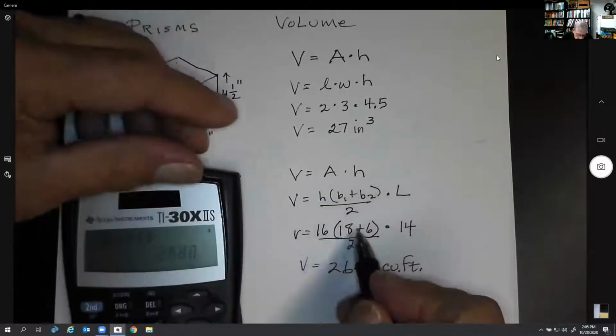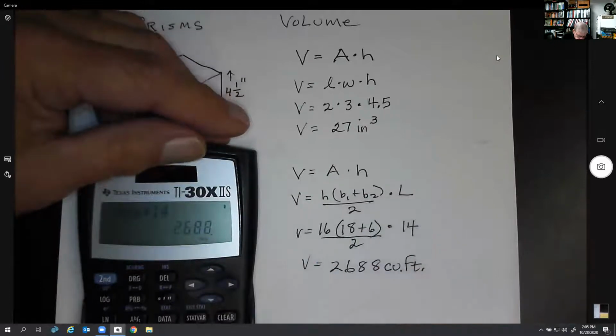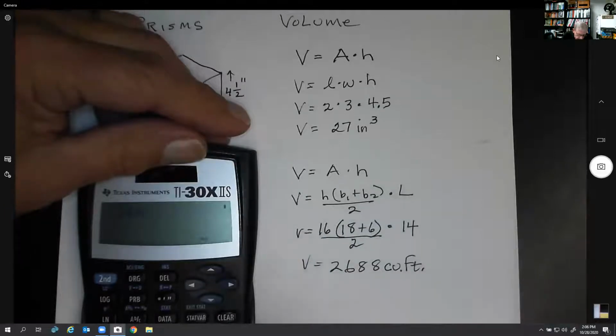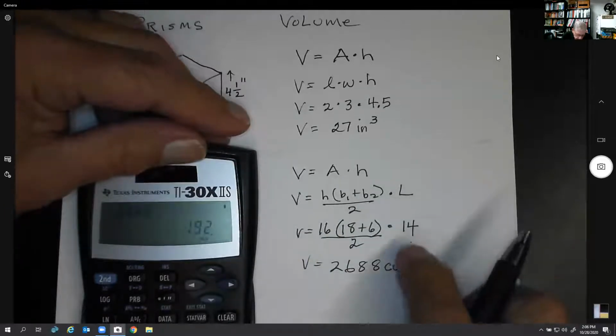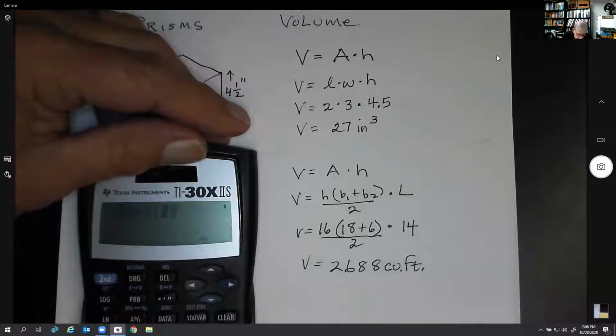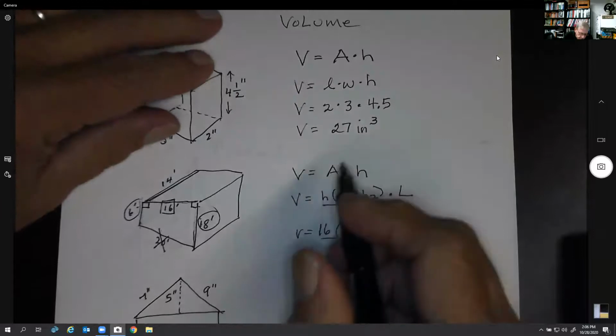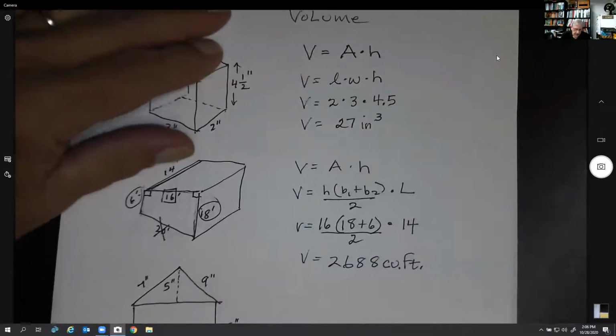So let's double check our math just to make sure. This would be 24, and I'm going to divide first, times 8, times 14. See if we come up with the same answer, and we do. So we verified it. So that one was kind of tough.